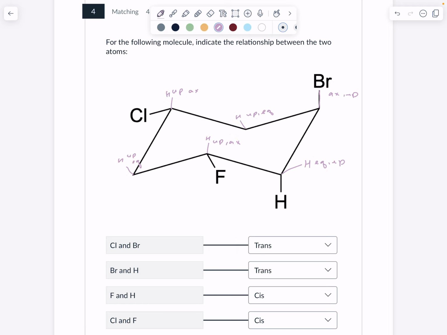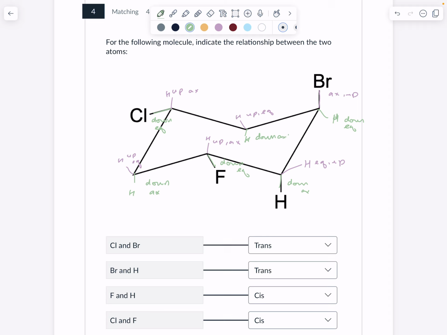Now I'm going to do the same thing for the downs. So we have down equatorial. I'm going to draw this hydrogen in, down equatorial, and then this is down axial. Then down equatorial, and then we'd have a hydrogen here, down axial. So when you're drawing your down equatorial and down axial, you need to make sure that you get these same alternating things.